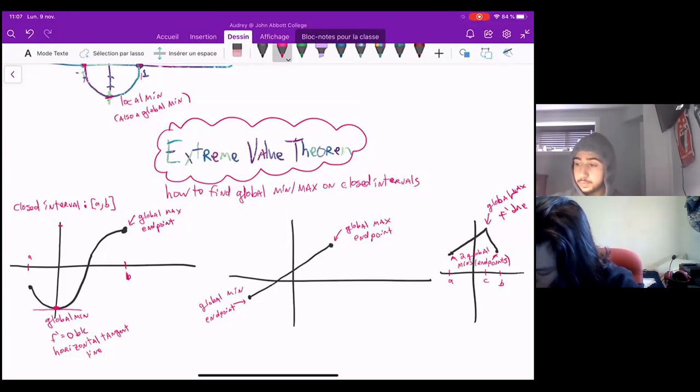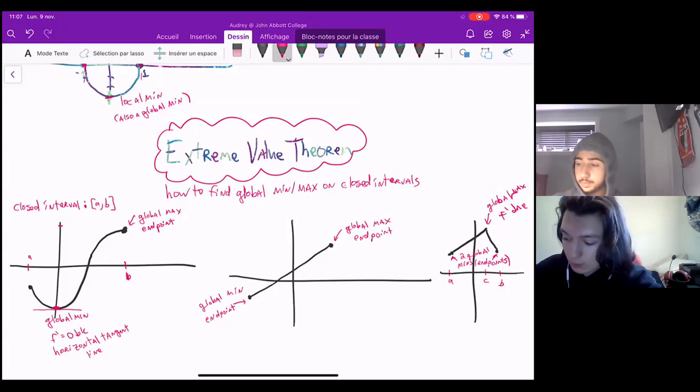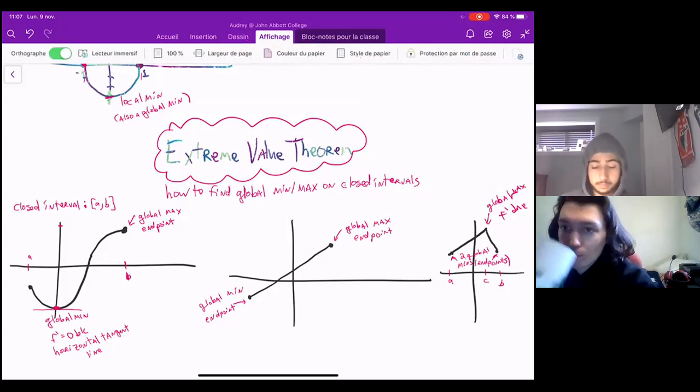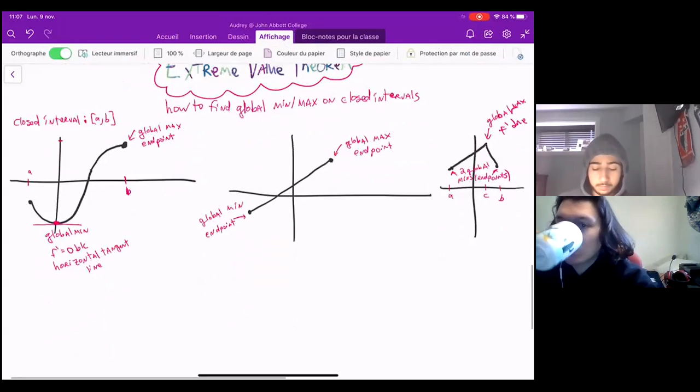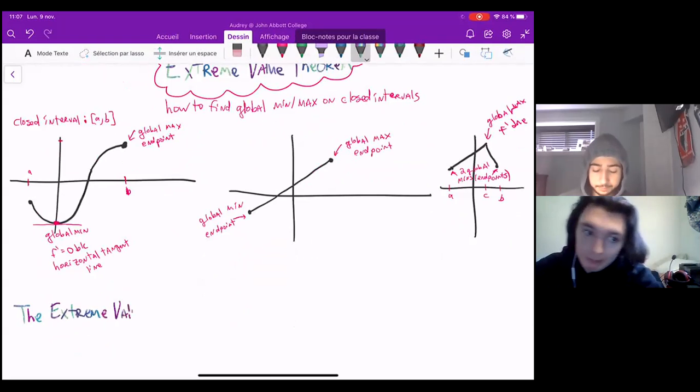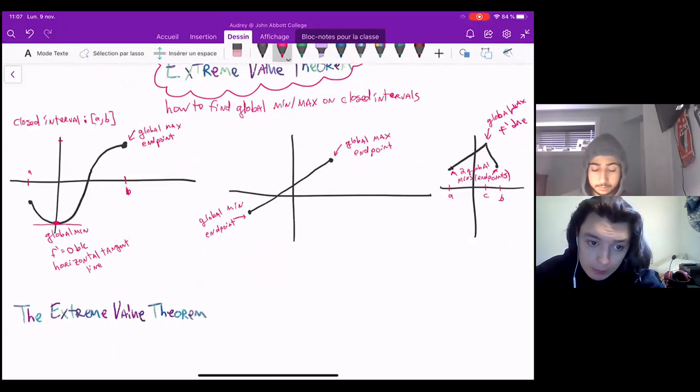So what the extreme value theorem tells me is that if I have a function that's continuous on a closed interval, then it's going to have a global max and a global min. And maybe that global max and global min are endpoints, but maybe they're also at critical values. So if we actually write this theorem out, the extreme value theorem.